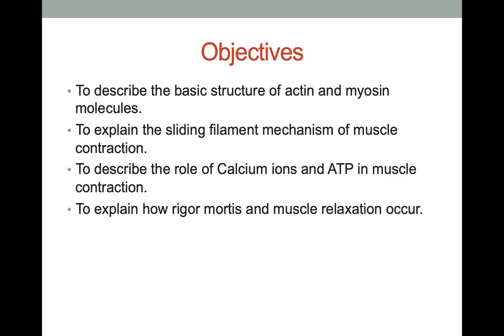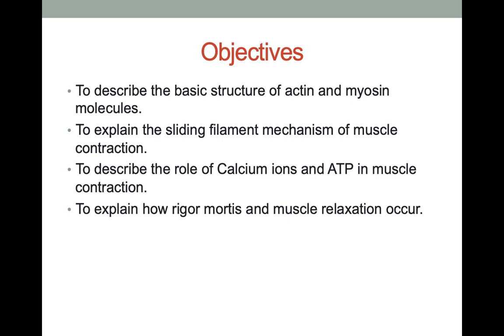To start off, let's look at the objectives we're going to go over. First, I'd like to be able to describe the basic structure of actin and myosin molecules, due to the fact that those are pretty essential to understanding how the whole muscle contraction process occurs. Secondly, we'd like to be able to explain the sliding filament mechanism of muscle contraction, the big overall process of how the whole thing occurs.